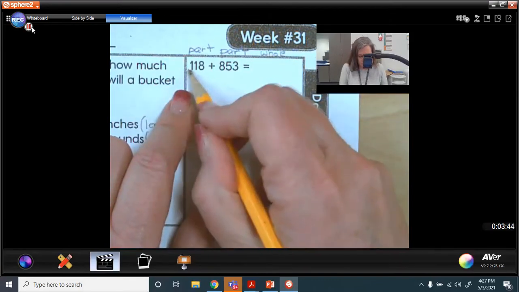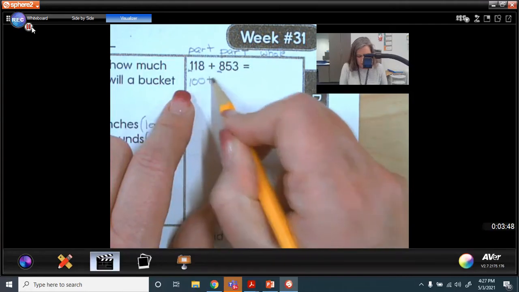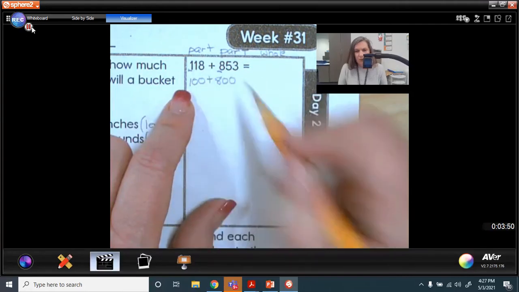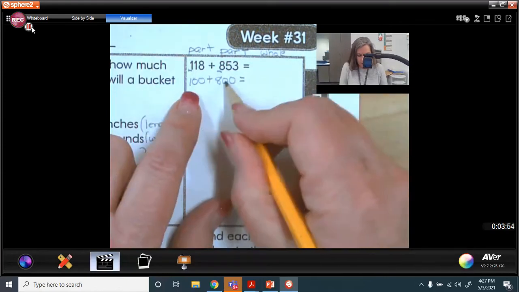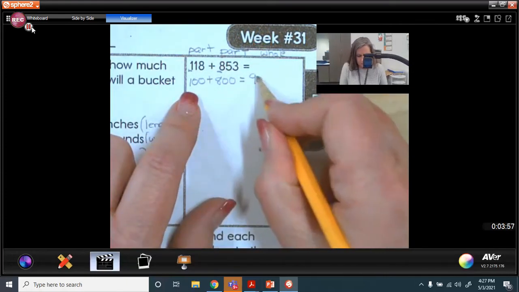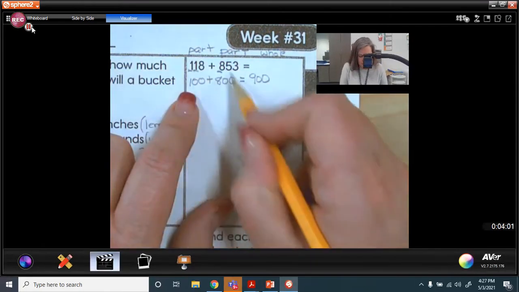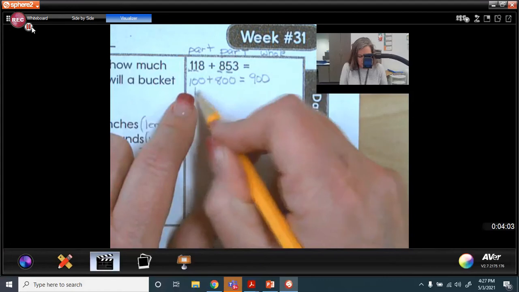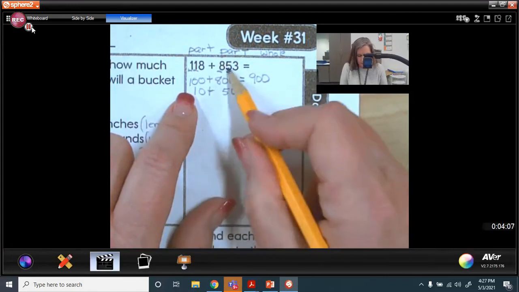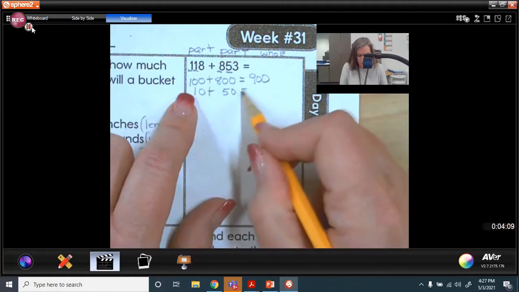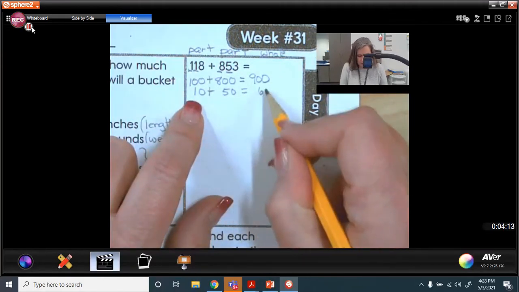So I'm going to take my 100 and my 800. So this is 100 and this is 800. And I'm going to take those and I'm going to add them together. And 800 and 100 is 900. Now what I'm going to do is I'm going to take the 10 and the 50. So I'm going to take this 10 and I'm going to add it to 50 from the 853, and I'm going to add them together. So 10 and 50 is 60.